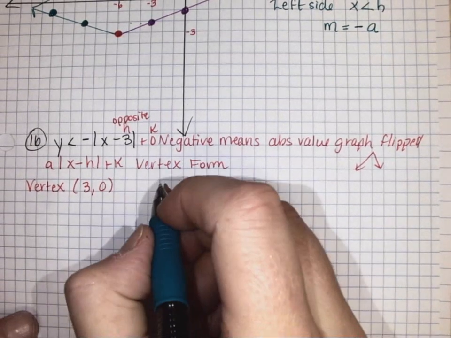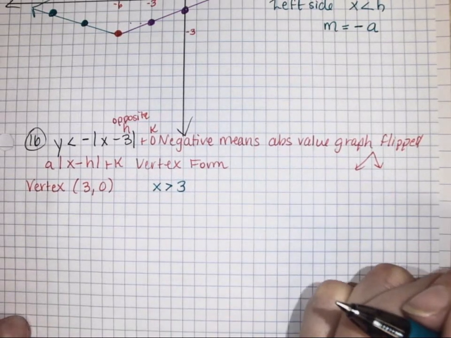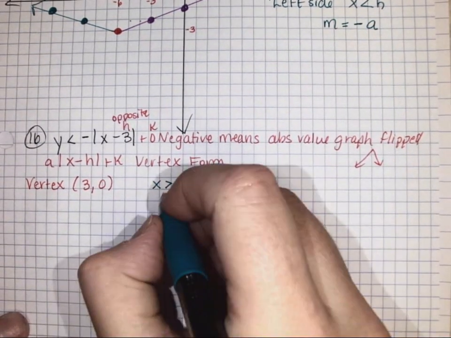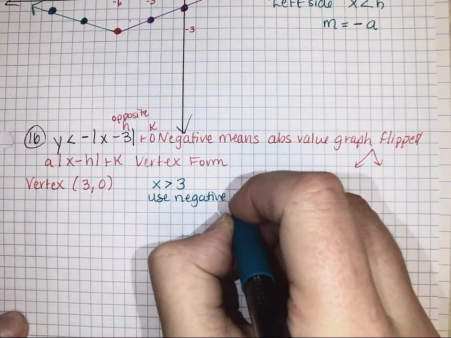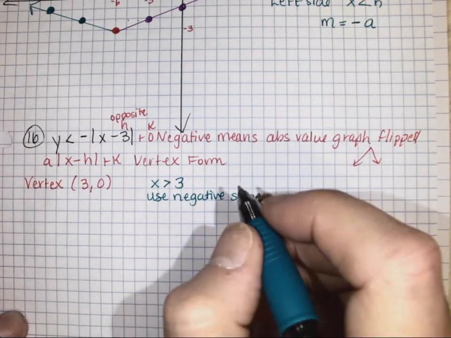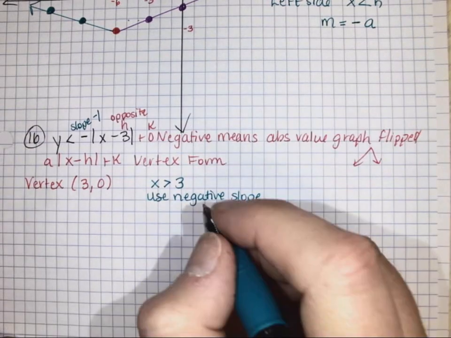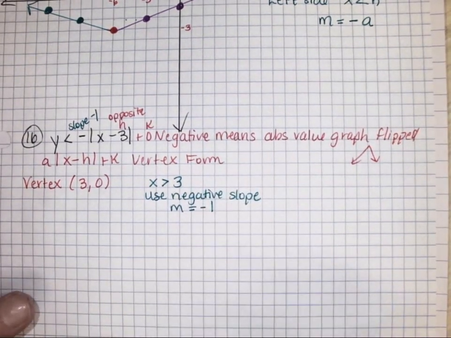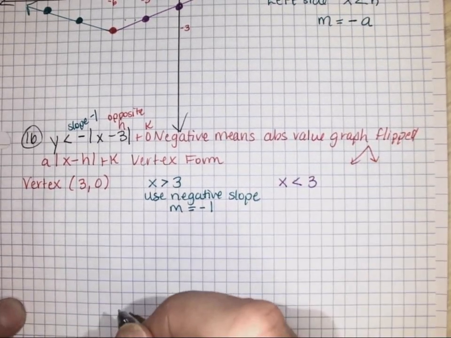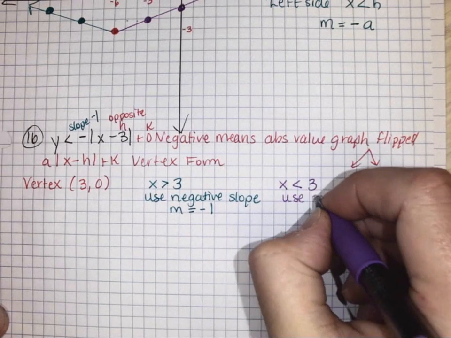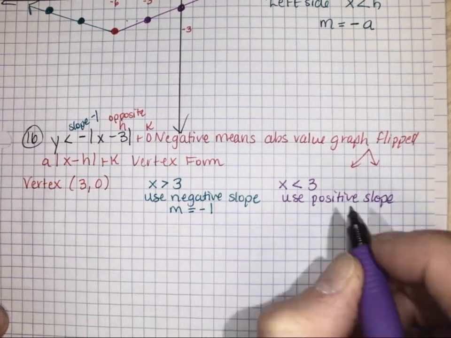Now, we already said this is going to be flipped, so I know when x is greater than 3, I'm actually going to use the negative slope. So it flips things around. So use the negative slope, and notice that your slope is -1. So slope is -1. When x is less than 3, so to the left side, I'm going to actually use the positive slope because it flips things around. So use positive slope here.